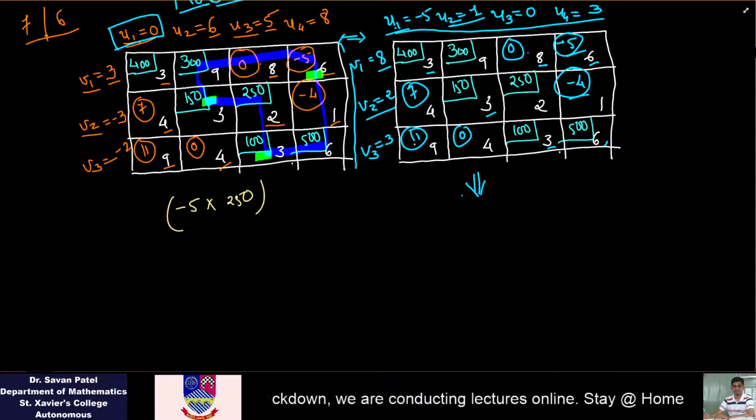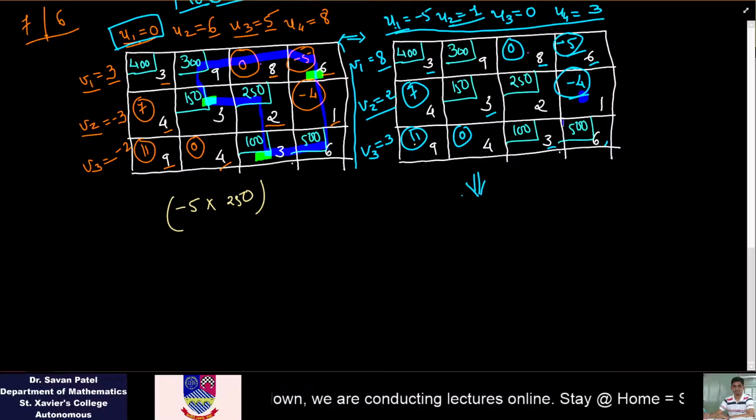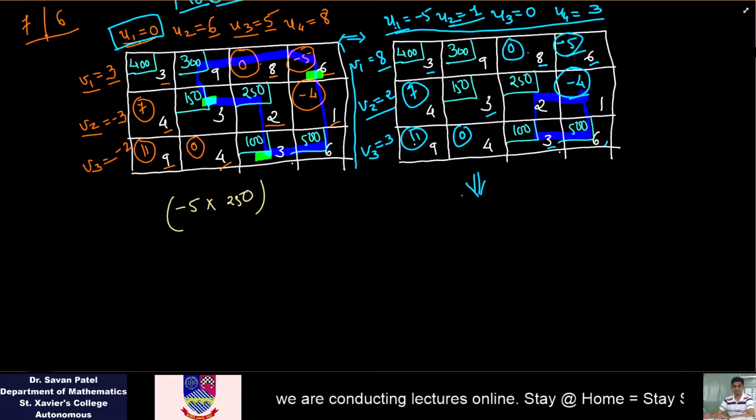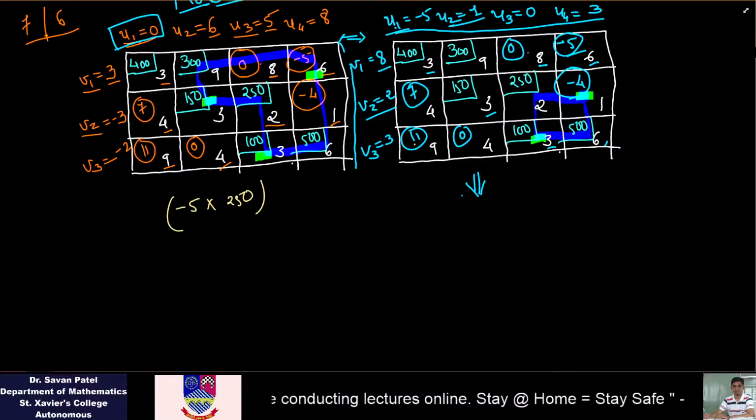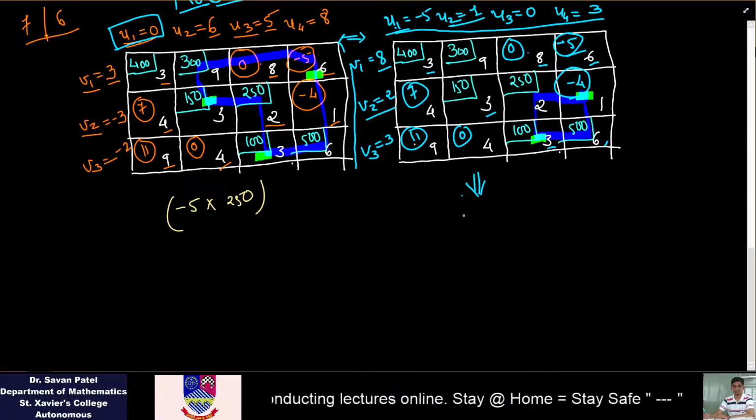Instead of that, if I go for this cell, then the transportation will be in this way. Here, what are the positive cells? This and this. What are the negative cells? 250 and 500. So, what is the additional transportation cost which is going to be reduced? That is, minimum is 250. So, 250 times 4, and that is with minus sign.